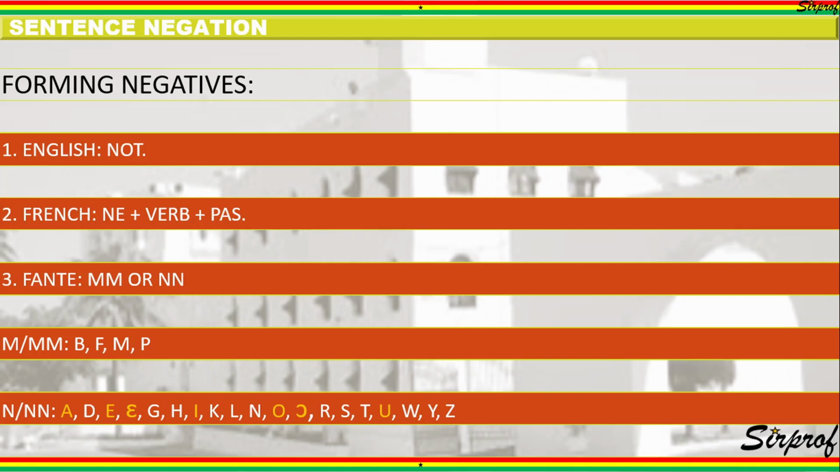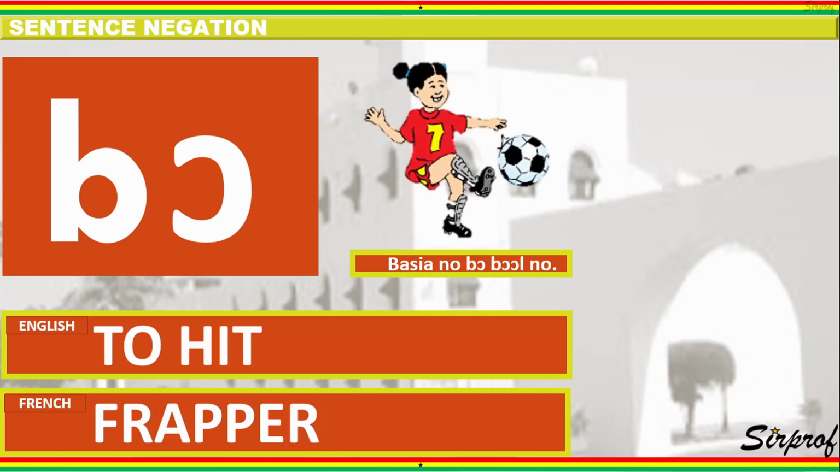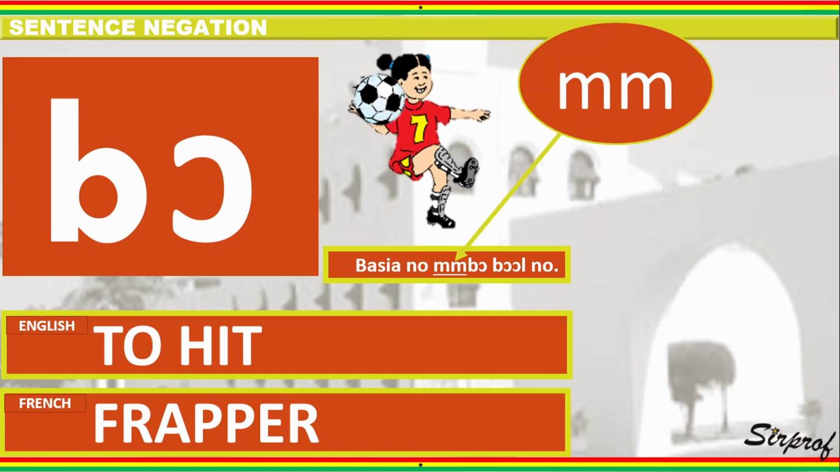Now, let's look at some examples. For the verb bo, to hit, frappe. Example, Besiano bo ball no. The girl hits the ball. To negate this sentence, we introduce a double M to make it Besiano mbo ball no. The girl does not hit the ball.